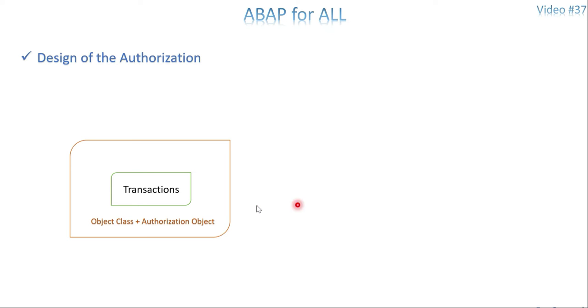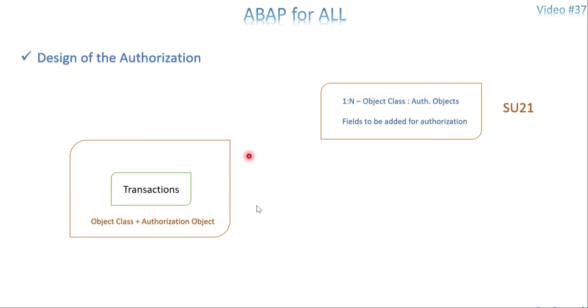So I have a transaction. Transaction is one layer, I can say. I consider this another layer. On top of a transaction, there is a layer called object class and authorization object. In this layer, we are going to create a field for the particular transaction.